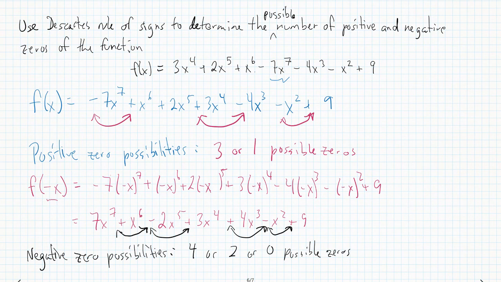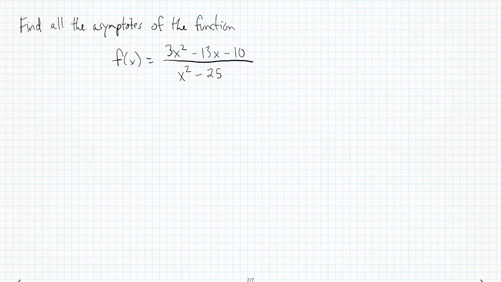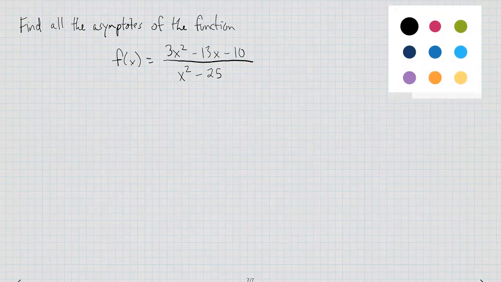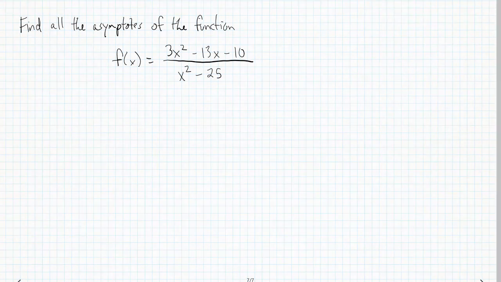Descartes' rule of signs, kind of a cool rule where all you have to do is just check plus and minus signs. It's really nice and easy. So last but not least, we're going to finish with asymptotes. Okay, when looking at this function here, we have a fraction, so we're going to have asymptotes. Now there's 2 varieties. There's the horizontal asymptotes and there's the vertical asymptotes.